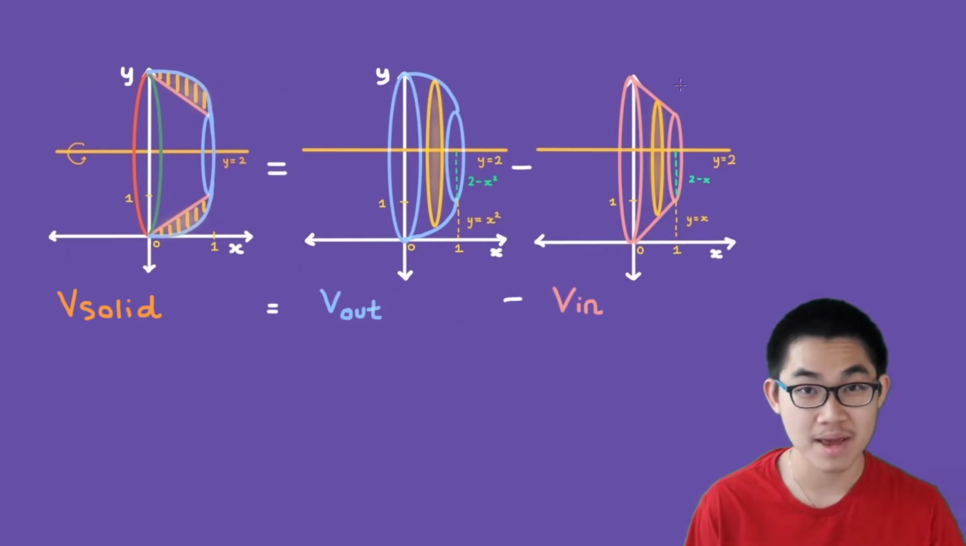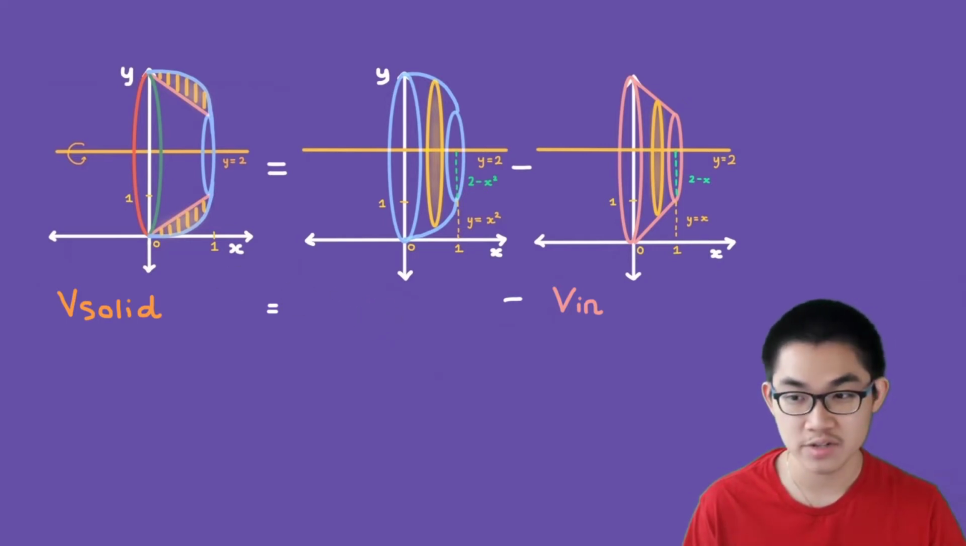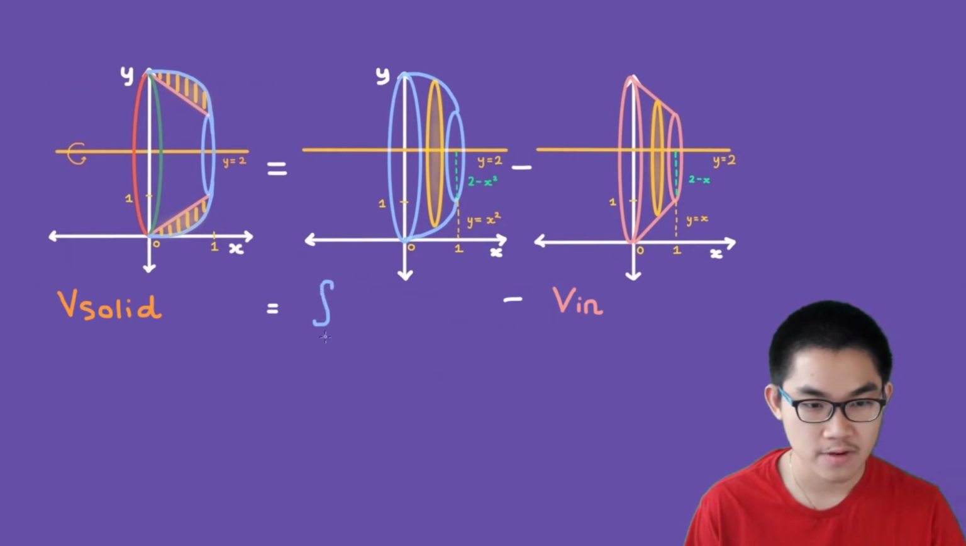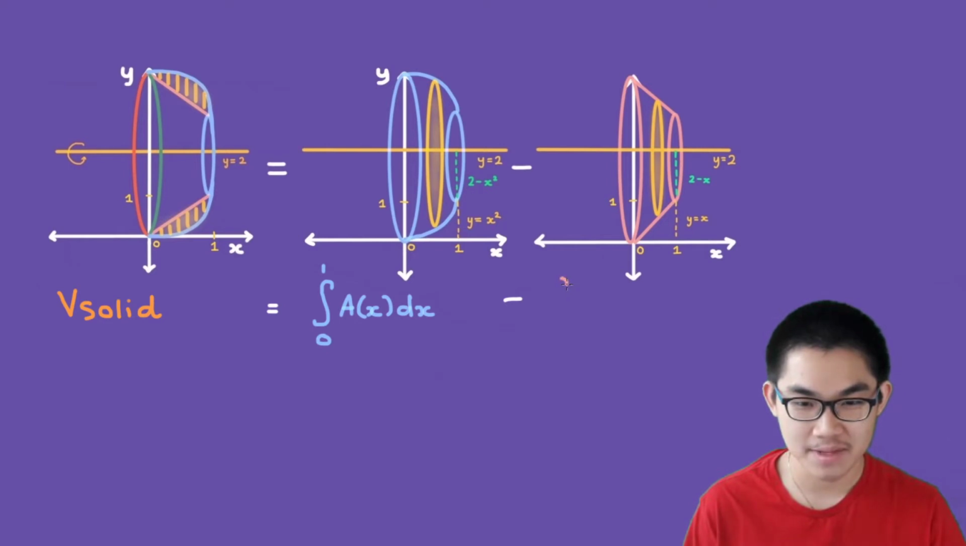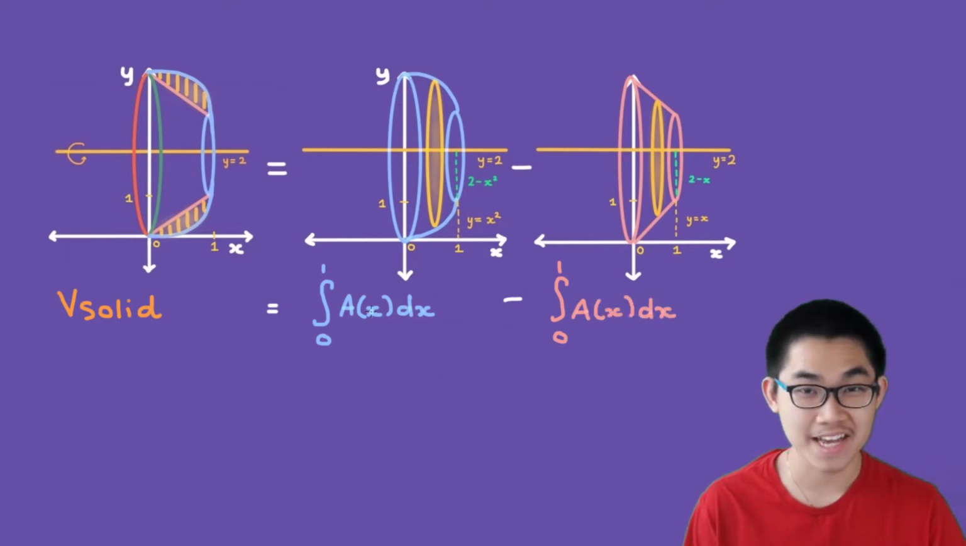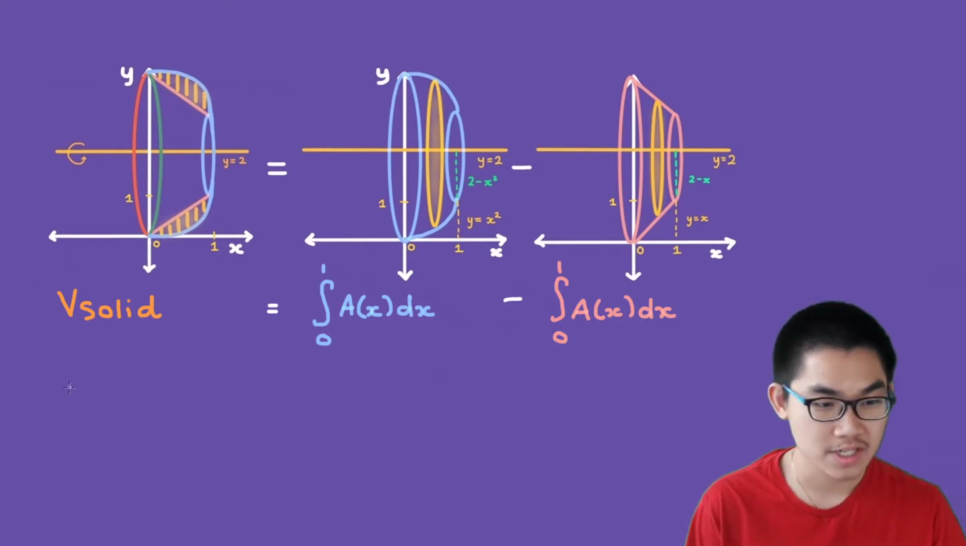And if you remember from my previous video, the formula to find the volume is just the integral from a to b, and in this case, it's from 0 to 1 of A of x dx. It is the same over here, so that's going to be the integral from 0 to 1 of A of x dx. So what is A of x? Well, A of x is the area of the cross section, which is a circle. So let's write it out.